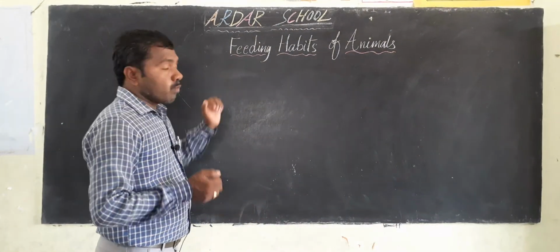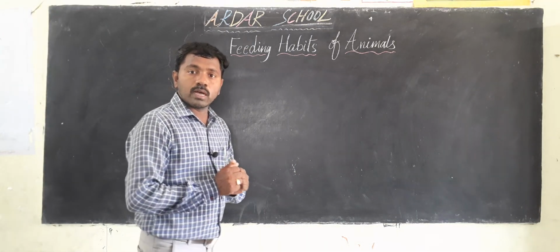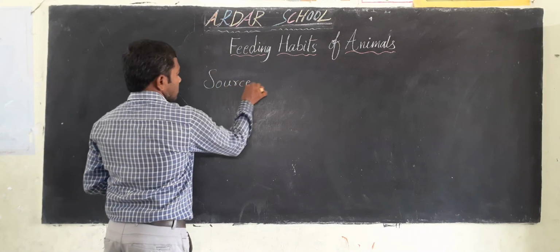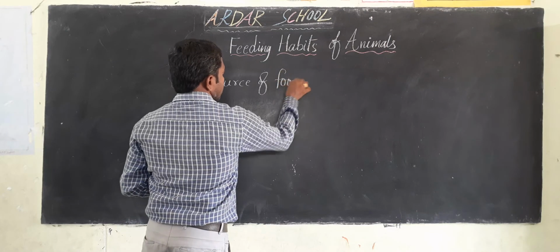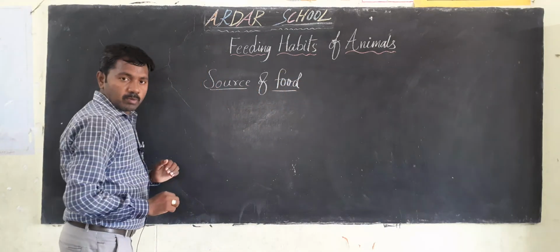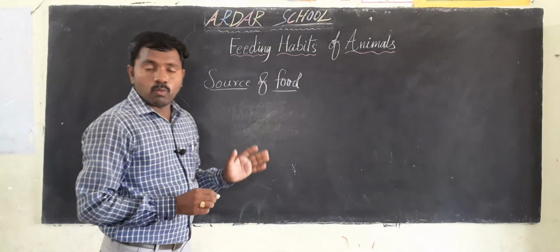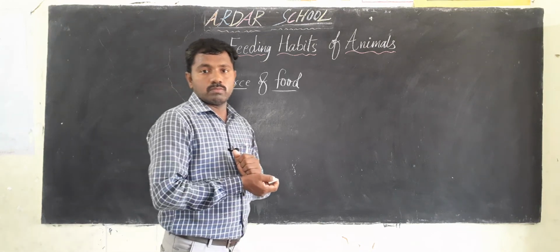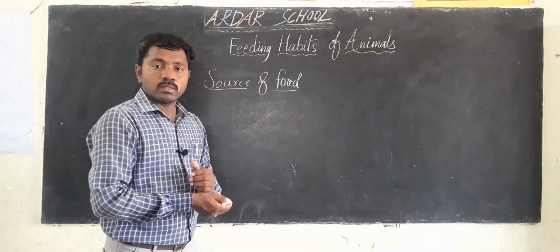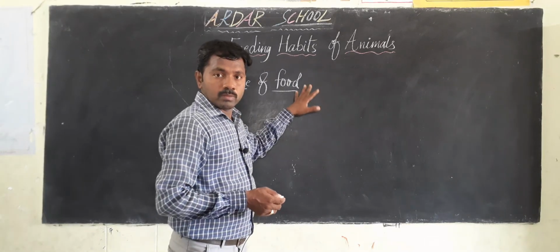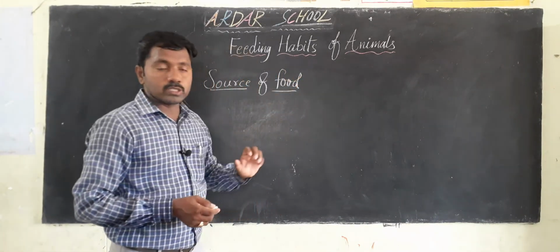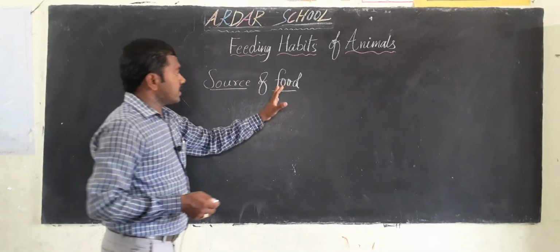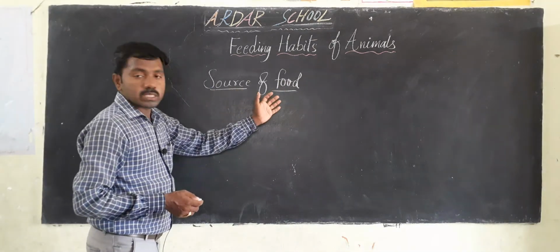Now, what are the sources of food? We already learned why animals need food: so they can grow and develop and do any work. They must have food because food gives us energy, and with the help of energy, animals can do work. So where do they get the food? What are the sources of food?